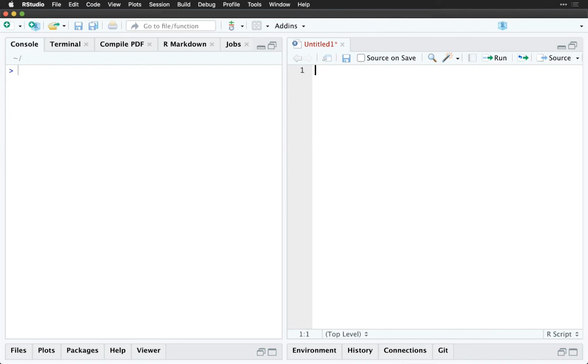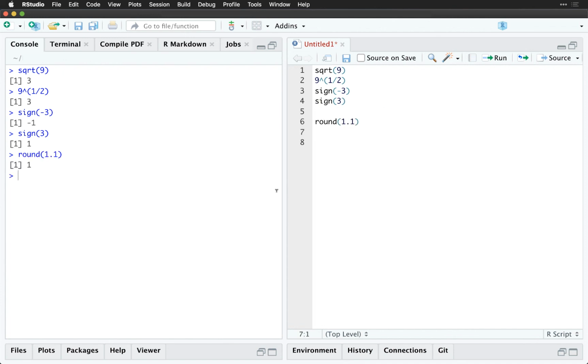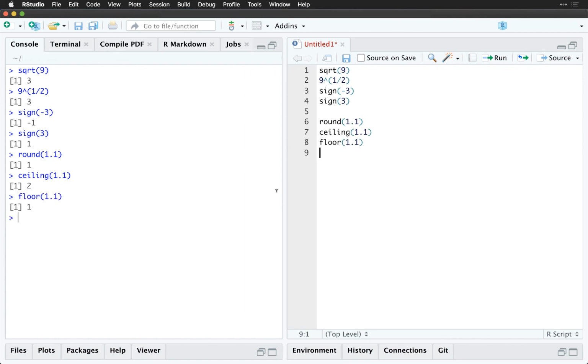R also has a number of built-in basic mathematical functions, like the square root, sqrt, of 9. I could have also done this 9 to the 1/2. It has the sign function, sign, so the sign of negative 3 is negative 1, whereas the sign of 3 is positive 1. I can round numbers with round, and I can round them up with ceiling, and down with floor. Floor may be a little bit easier to see with a number like 1.7.